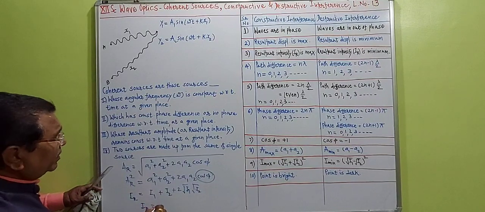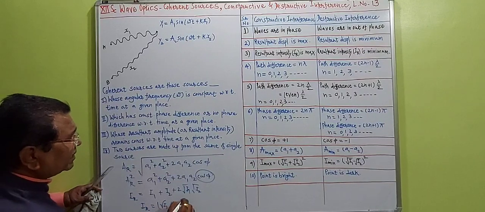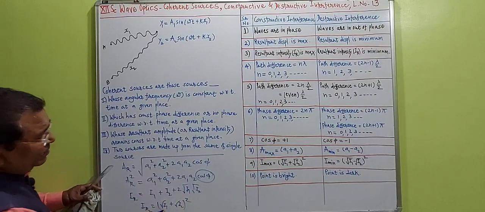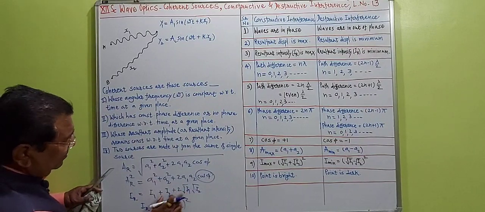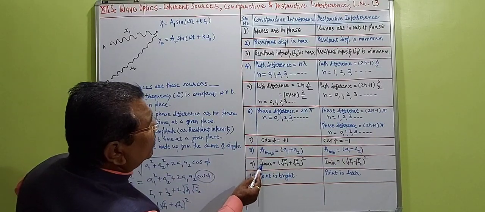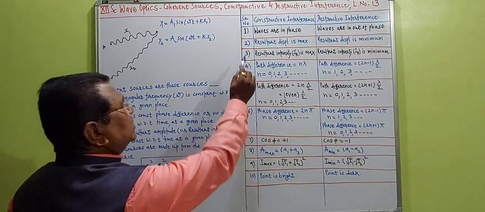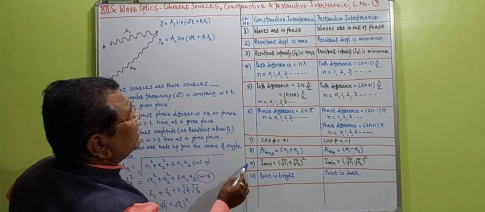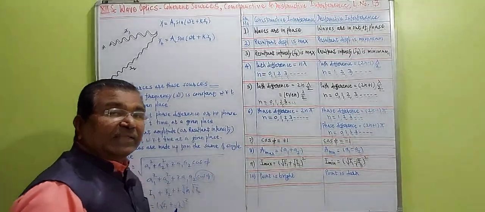IR is equal to root of I1 plus root of I2, bracket square. This is the square form of this: first square I1, second square I2, and twice the product, 2 root of I1 and root of I2. That is the short form, and that is IR. IR means resultant intensity, which is maximum. I max is equal to root of I1 plus root of I2, bracket square. So this third and ninth point is similar, and this second and eighth point is similar.